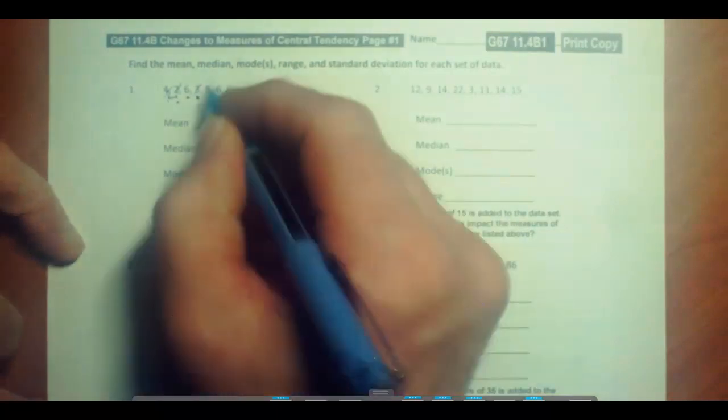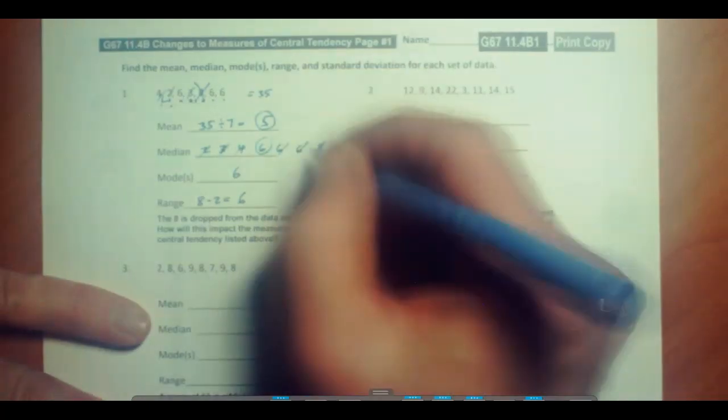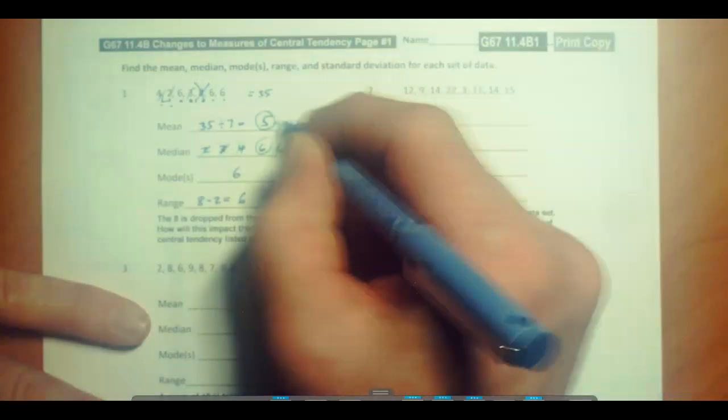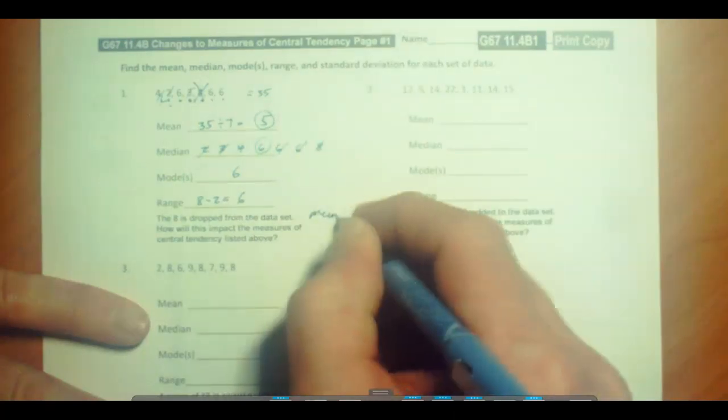Basic review. Now, the next question. The 8 is dropped from the data set. If we were to get rid of that score, how would this impact the measures of central tendency above? Well, if they drop a number that's higher than the mean, the mean will go down. So the mean is going to decrease.